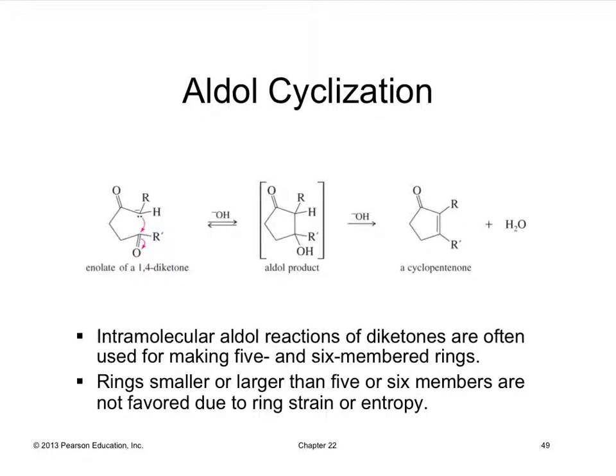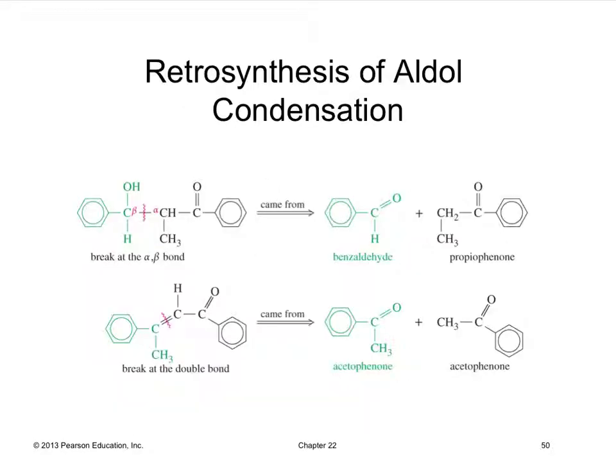You can do aldol cyclization, in which you deprotonate right at your alpha carbon, having that lone pair of electrons go attack intramolecularly, so that electrons go to the oxygen, and then this gets protonated, and then in the presence of base, this will dehydrate to form the alpha beta unsaturated cyclopentenone. So intramolecular aldol reactions of diketones are often used for making 5- and 6-membered rings. Rings smaller or larger than 5 or 6 members are not favored due to ring strain.